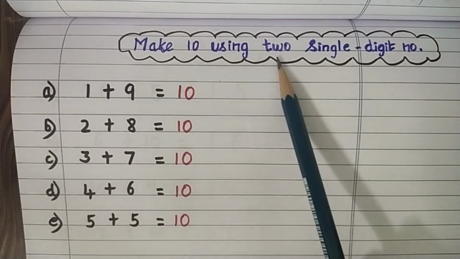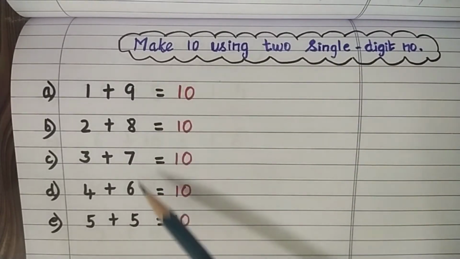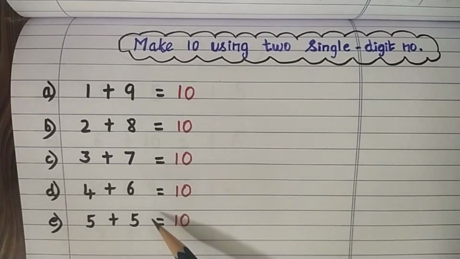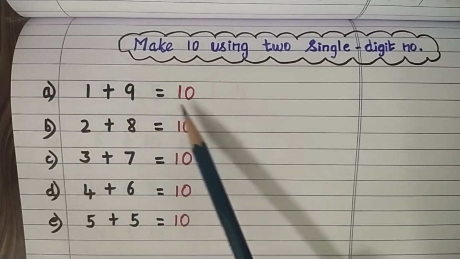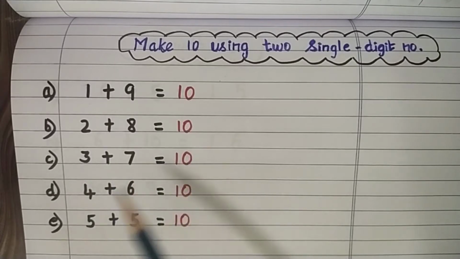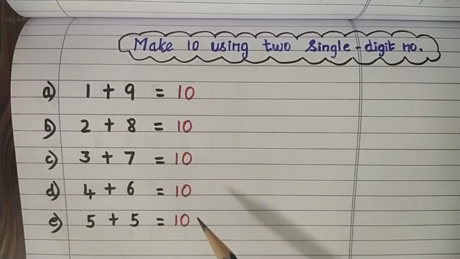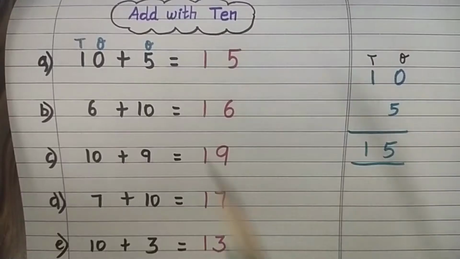Make 10 using two single-digit numbers. Children, making a 10 combination, you have to memorize this because this will help us to do the addition in an easy way. 1 plus 9 gives 10, 2 plus 8 gives 10, 3 plus 7 gives 10, 4 plus 6 gives 10, 5 plus 5 gives 10. Just memorize all this addition table, children, because this will help us in doing the addition in an easy way.